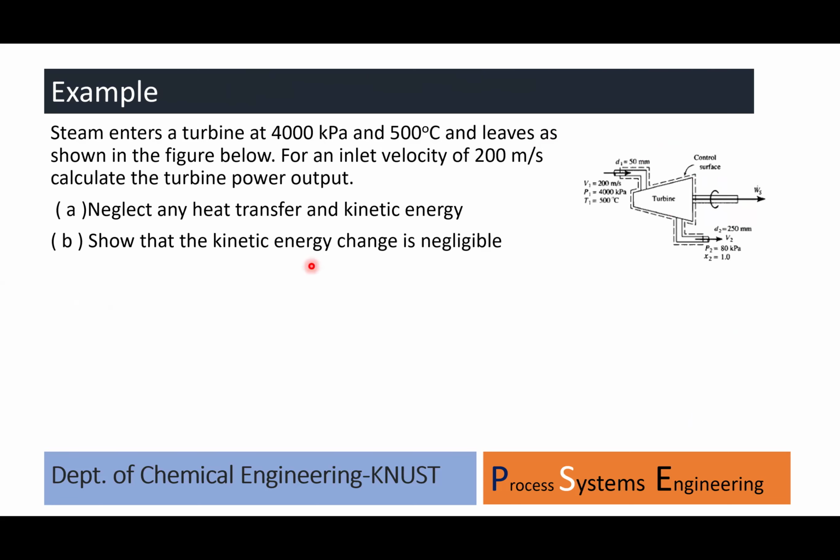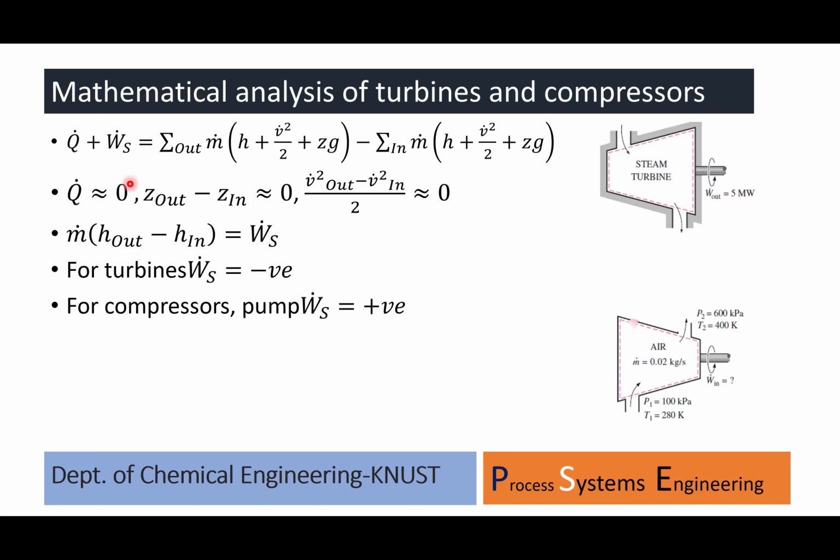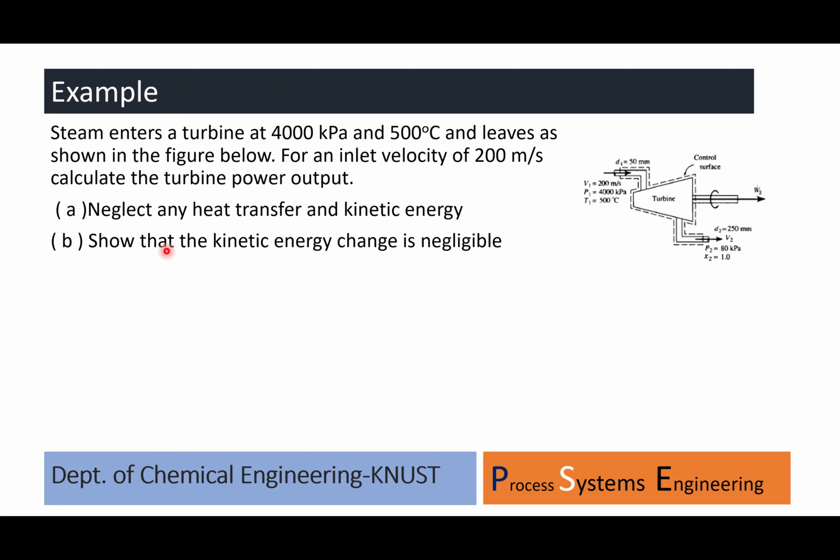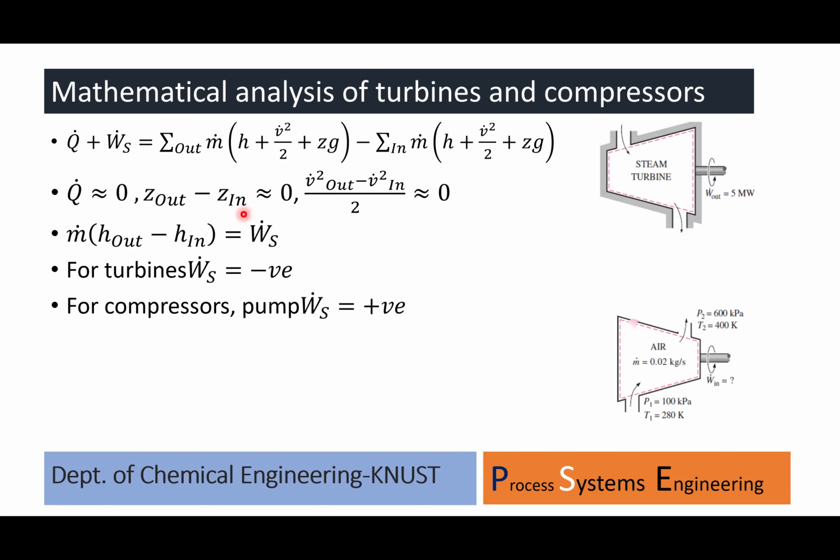So we have an example here. We say that steam enters a turbine at 4,000 kilopascal and 500 degrees Celsius, and it leaves as shown in the figure. For an inlet velocity of 200 meters per second, calculate the turbine power output. You are being told to neglect any heat transfer and kinetic energy. Ensure that the kinetic energy change is negligible. Right. So for the first situation, we are still going to start out with this expression. And then we are being told that we should neglect any heat transfer and kinetic energy.